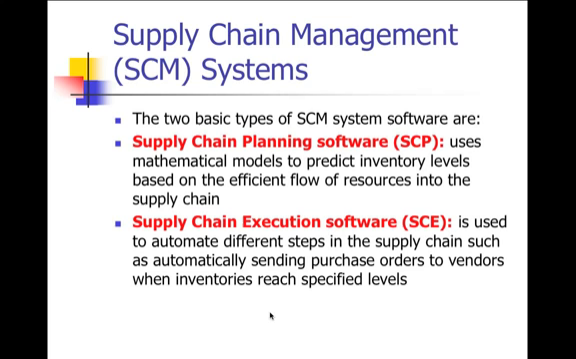And then we have the execution software, which is used to automate the different steps in the supply chain management process. So you're automatically sending purchase orders to vendors when inventories reach a particular level. And in fact, now we have vendors who log in, check themselves, recheck themselves. It doesn't necessarily mean that the company shouldn't be monitoring anything. So a lot of the reports, a lot of the information that come out of these systems is cross-checking.